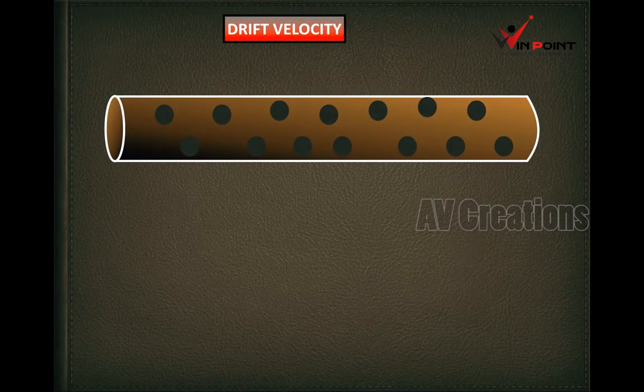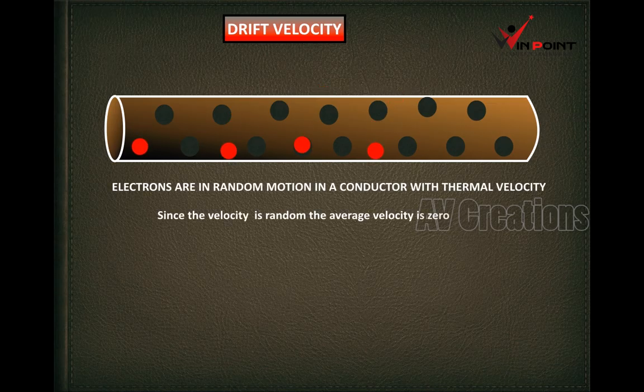We are considering a conductor which has ions. These are the ions present in the conductor, charged atoms which are not able to move. And in metals, there are free electrons which can move. They are moving in random directions. Electrons are in random motion in a conductor with a thermal velocity.